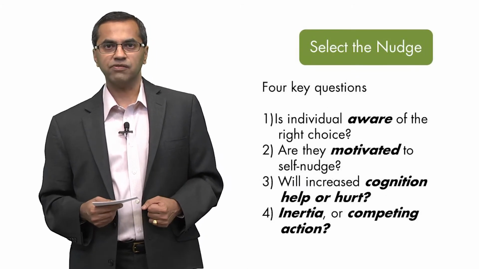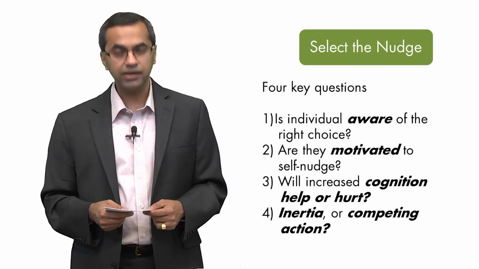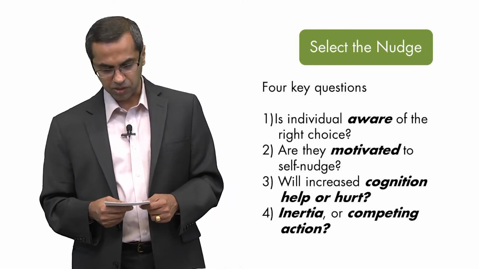Now, once you've got the chart and once you start thinking about what the right kind of nudge should be to affect these different stages in the decision-making process, there are 4 kinds of questions that you need to ask yourself. And in fact, these questions are again highlighted in the guide that I just talked about.